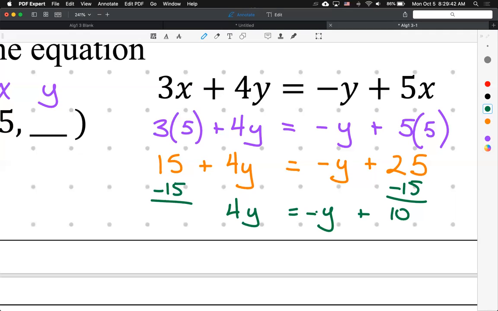Oh, yeah, so we're going to add y to both sides. Más y. And our new, is it equation? Ecuación? I don't know. How do you say equation?